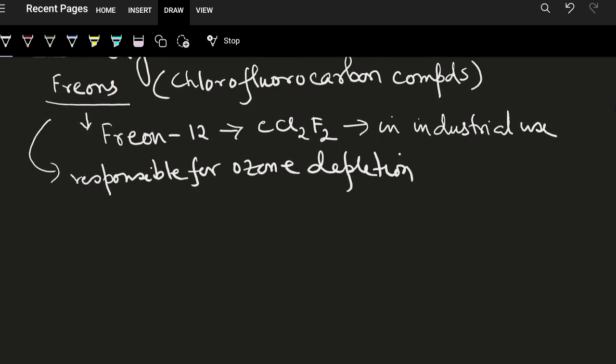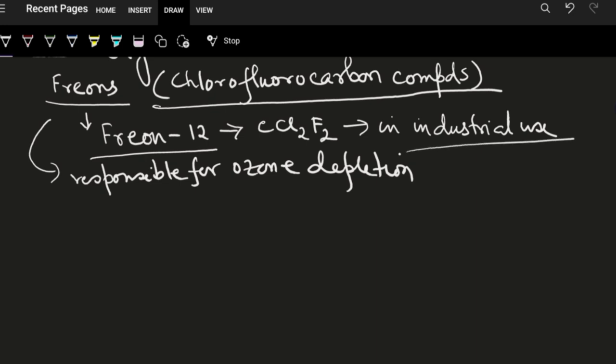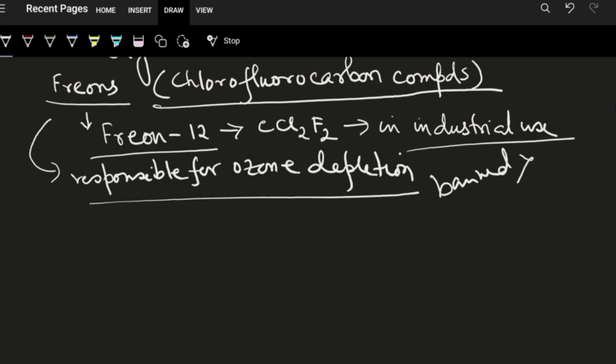Next we have freons. Freons are chlorofluorocarbon compounds, carbon compounds containing fluorine and chlorine. One such renowned is Freon 12, that is CCl2F2, which has wide use in industries. But freons are responsible for ozone depletion, and so for that reason they are now banned. So now, how to prepare freon from carbon tetrachloride?